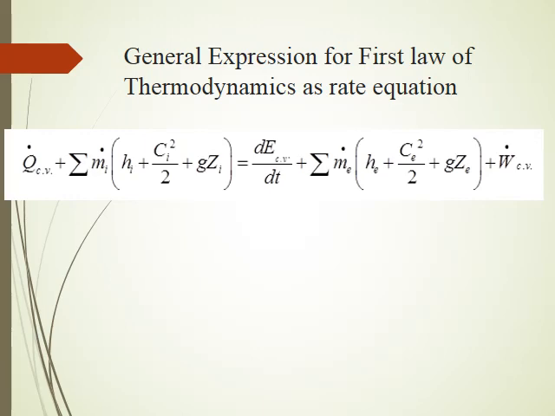So we have these terms in here. All the terms have been represented in the rate equation form, meaning the heat transfer rate, mass inflow rate, rate of change of energy of the control volume, mass outflow rate, and the work transfer rate, that is power. So basically this is the general expression for the first law of thermodynamics as a rate equation.